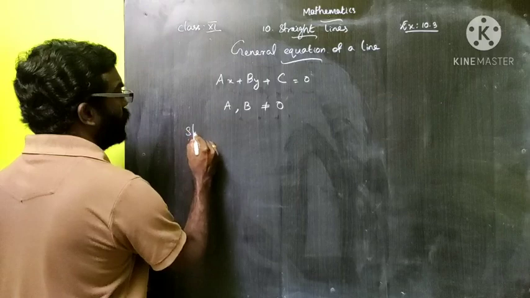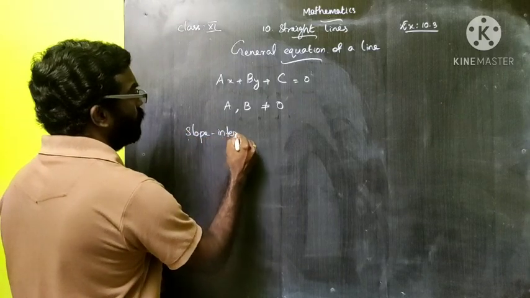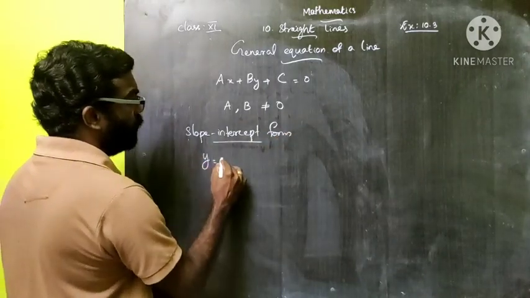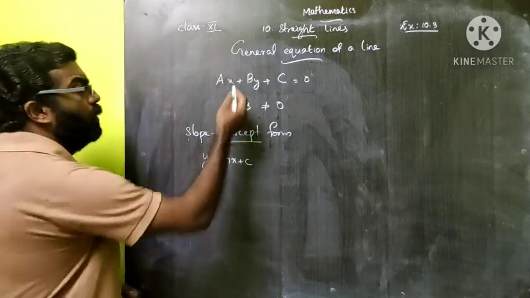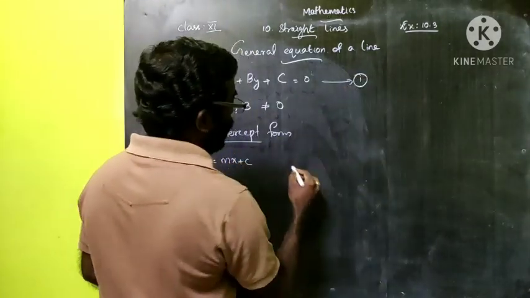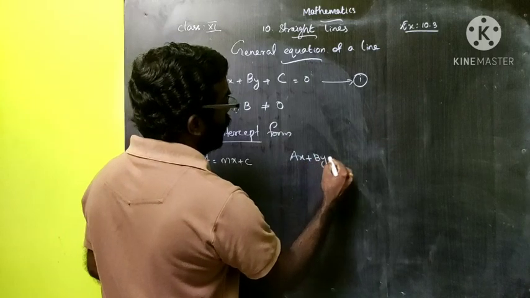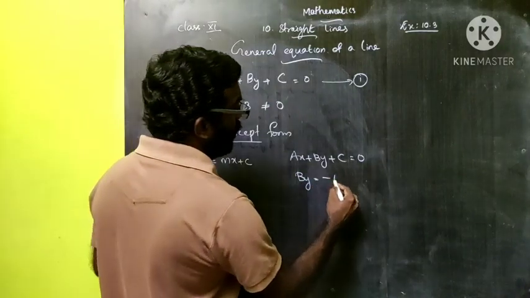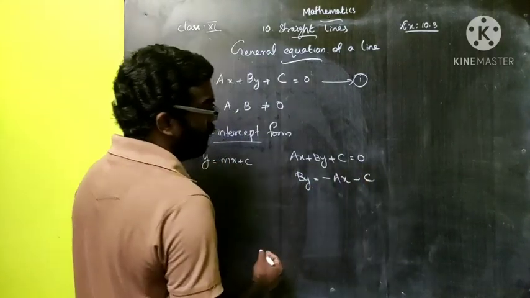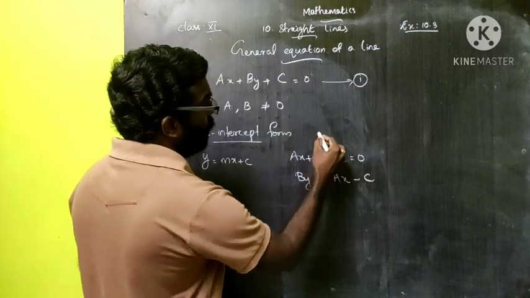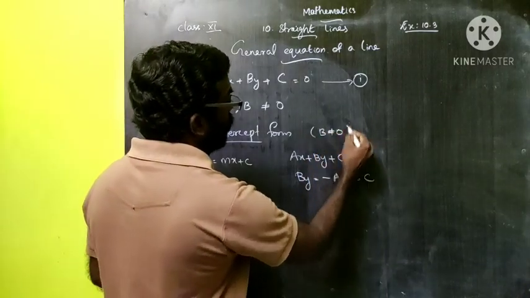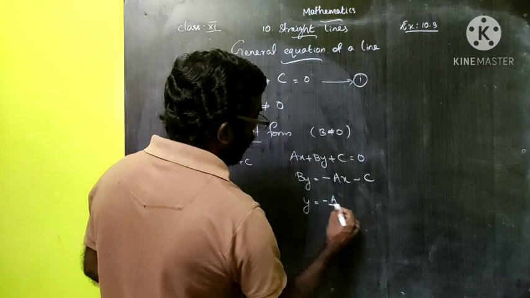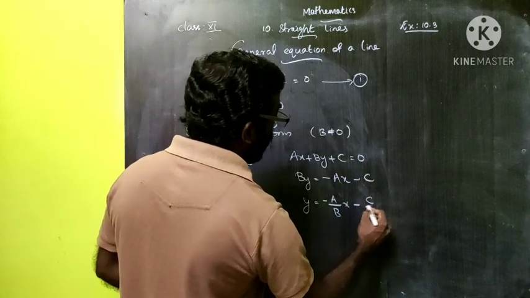We know the slope intercept form. What is the slope intercept form? y is equal to mx plus c. We can consider this general equation ax plus by plus c is equal to 0, and from this equation we can write by is equal to minus ax minus c. On dividing by b, here remember one thing, b is not equal to 0, then only we can reduce like this. So y is equal to minus a by b x, then minus c by b.